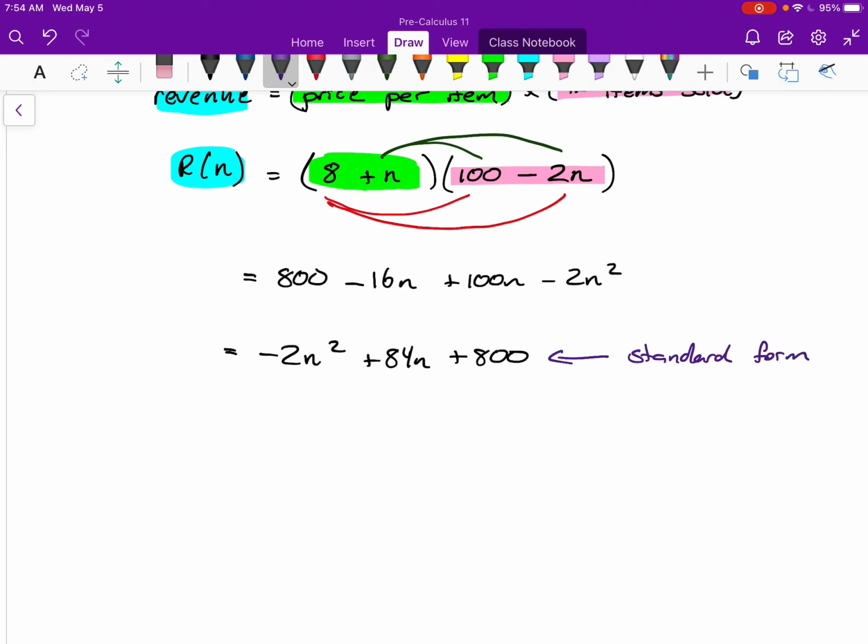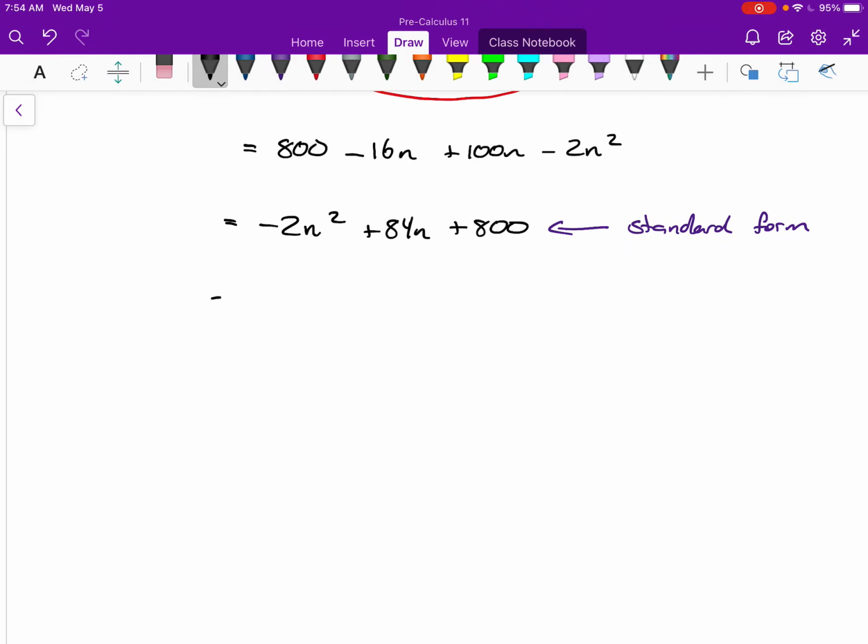OK, I want it in vertex form. Well, how do we put it in vertex form? We complete the square. And so that negative 2, I want to factor out from just the first 2 terms. If I take out a factor of negative 2 from 84, it becomes negative 42. Give myself some space, put the 800 over here. I want to create my perfect square right here. So half of 42, and then square it. Take half of 42, and then square it.